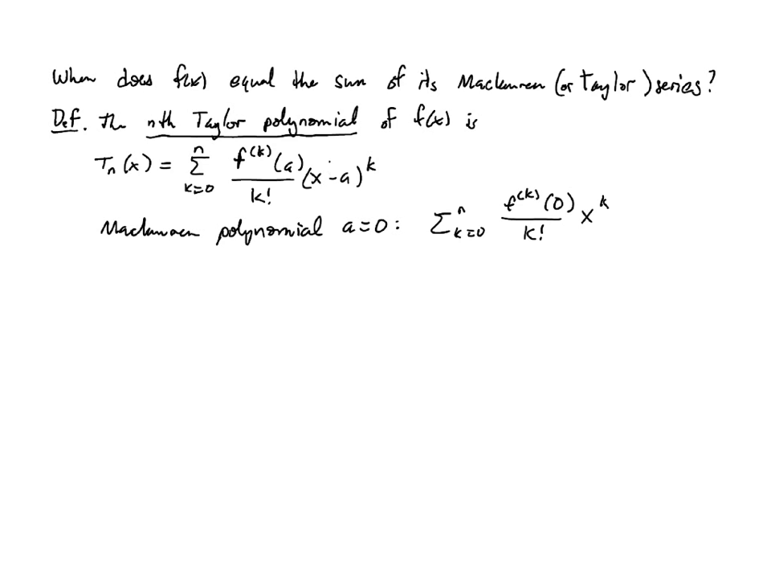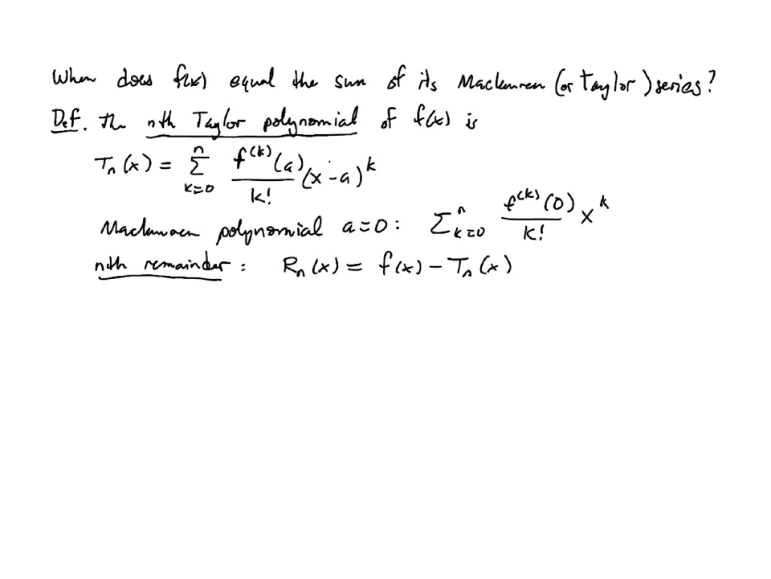And once we have the Taylor polynomial, we have the nth remainder, and this is the error between the original function and the nth Taylor or Maclaurin polynomial, depending on what you've been asked to look at.